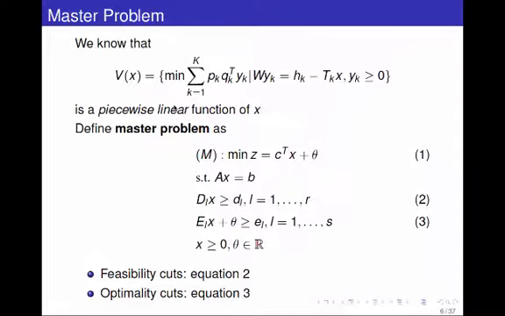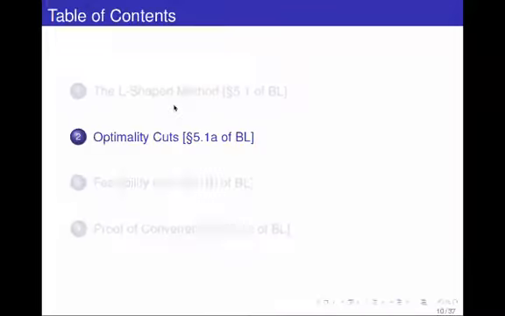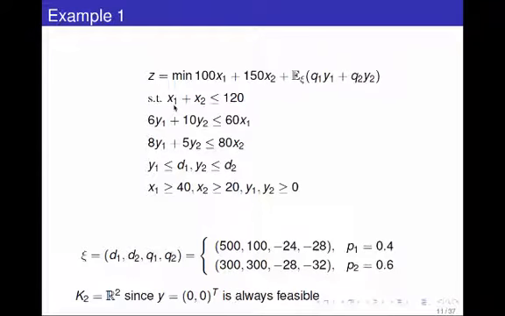Okay. So my claim in this problem here is that K2 is the universe. K2 equals R2 means I'm claiming that you can pick any x you like, and there will be a second stage reaction that will make the problem feasible. Do you believe that or not? For this problem.